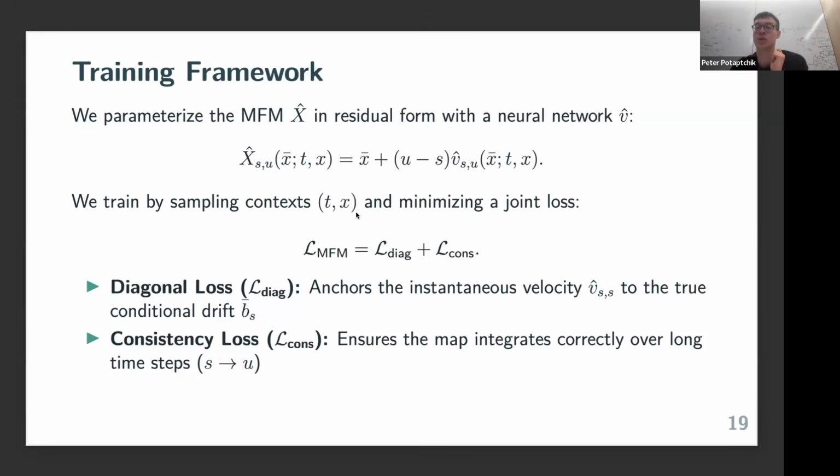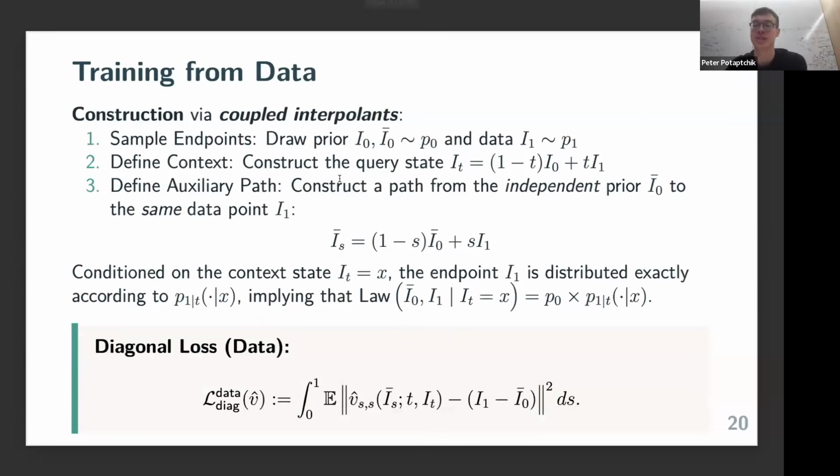So once again, we're going to parameterize in residual form. We have our identity, we have a residual term. V bar SU is now the average velocity for the conditional trajectory. And we have 2 losses: the diagonal loss, which ensures that the diagonal is correct, so that V hat SES is equal to the true conditional drift B bar S, and then an off-diagonal loss that enforces the consistency property. Let me quickly go over that in a bit more detail.